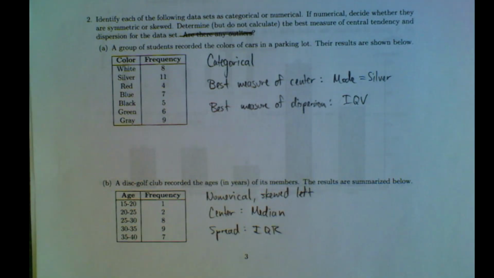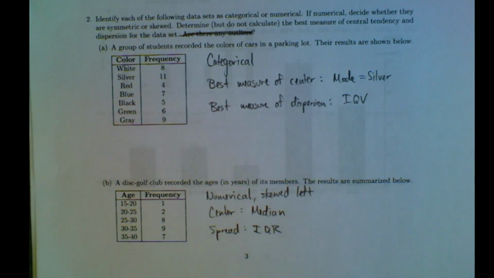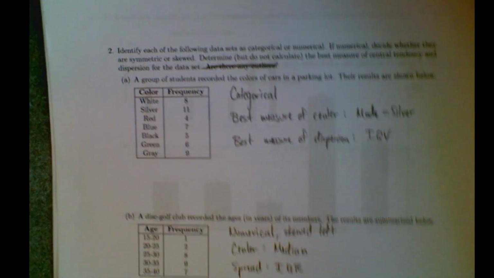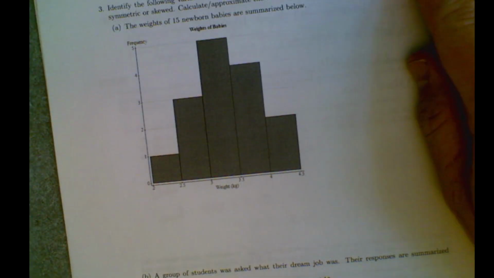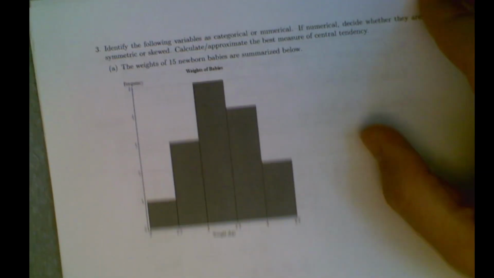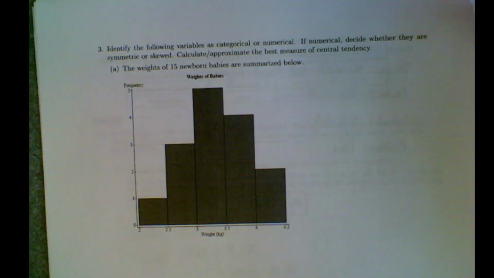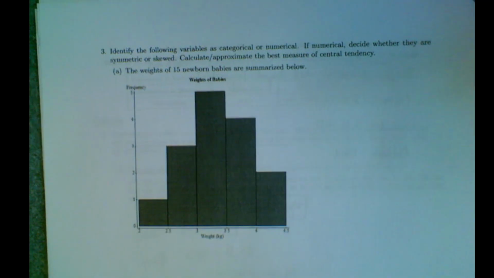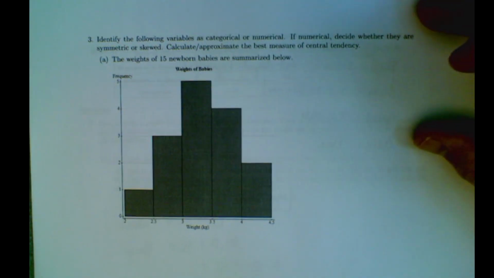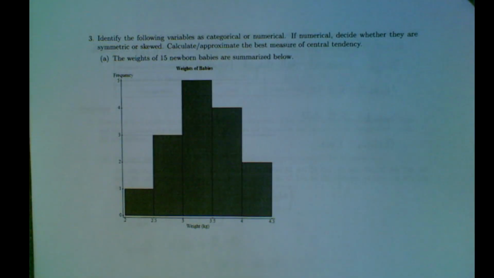Again, because it's a skewed data set. Let's look at some more examples. Let's say instead of a frequency distribution, the summary that you were given was a graph. In this case, it looks like we have a histogram, which means that this data set must be numerical. We know at least that much, right?